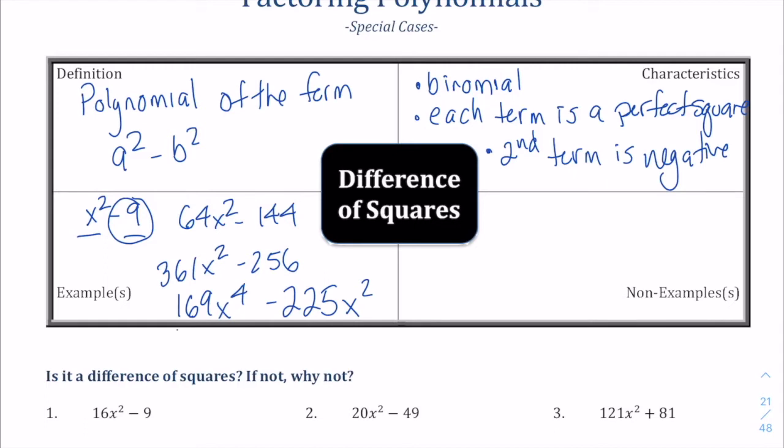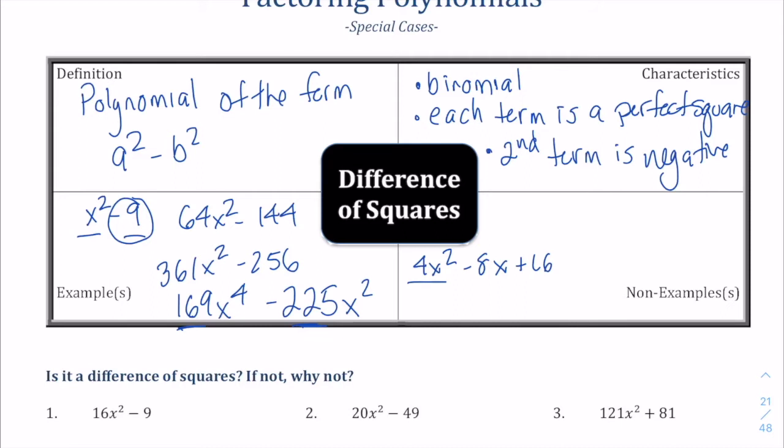Hopefully you recognize right away that the coefficients are perfect squares, but if we take the square root of x to the fourth, we get x squared, and we take the square root of x to the second, we get just x. Remember, the square root is like a half power, and if we multiply power, we have power of powers, we multiply the exponents. So 4 times an exponent of a half would be 2, and 2 times an exponent of a half would be 1.